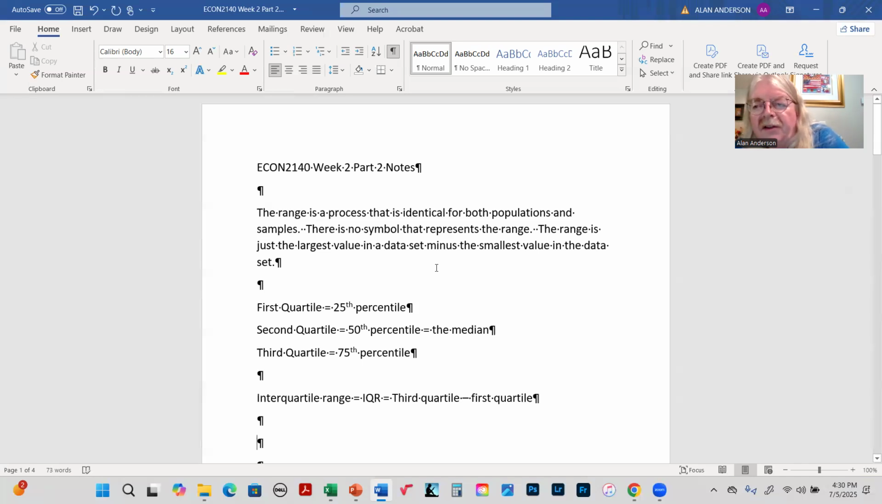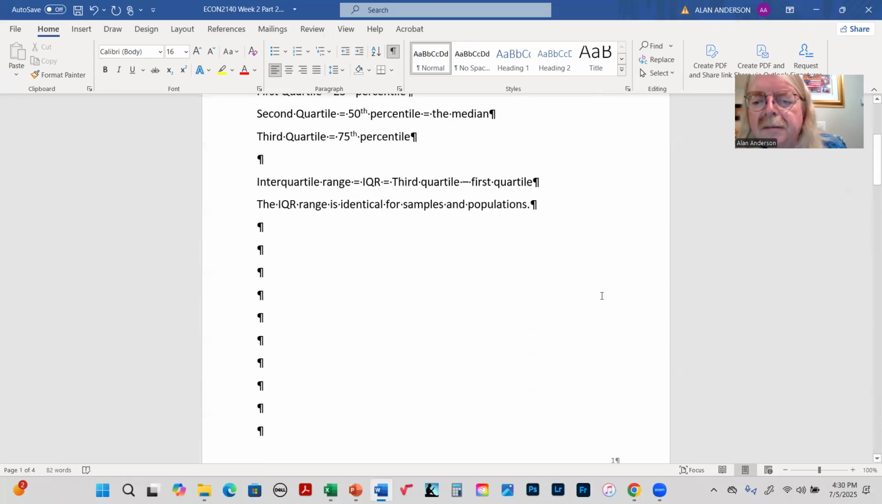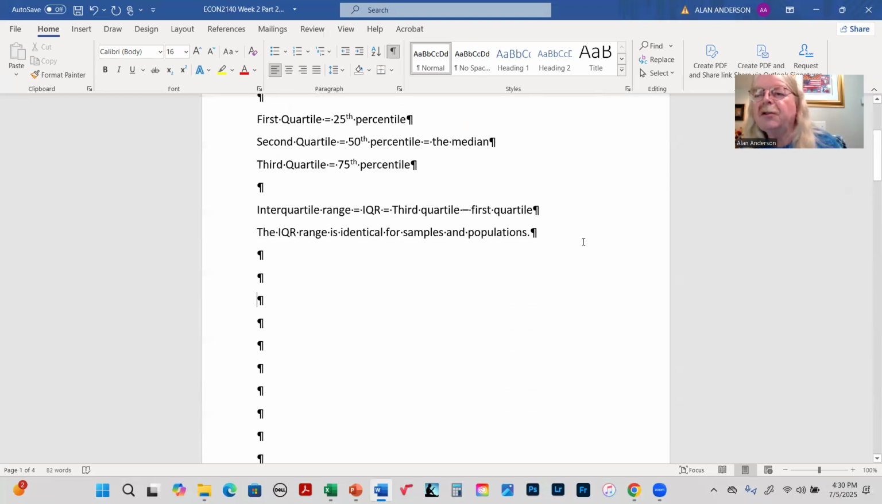Now, it may seem very simple, but it can be very useful, and we can also use it in other formulas to get interesting results. We'll see later on how that works. It's a simple measure, but it can give us a lot of important results. Another thing too: the interquartile range is identical for samples and populations. So far we haven't really seen any measures that are significantly different between samples and populations, but that will change very soon.